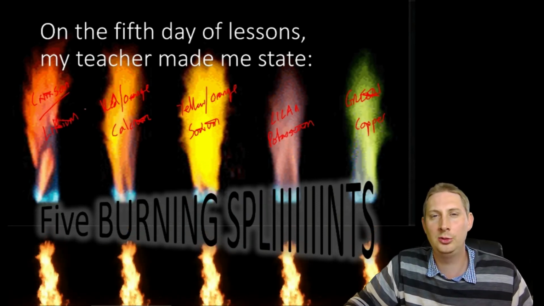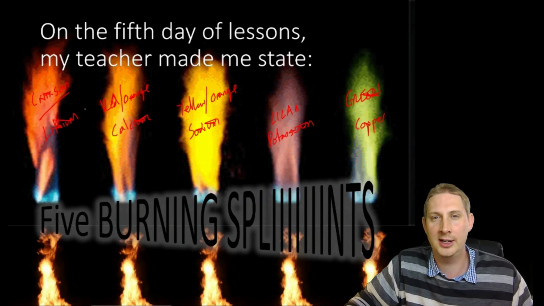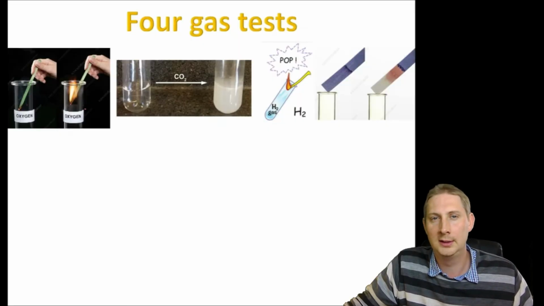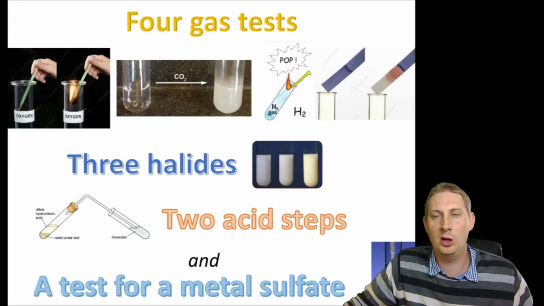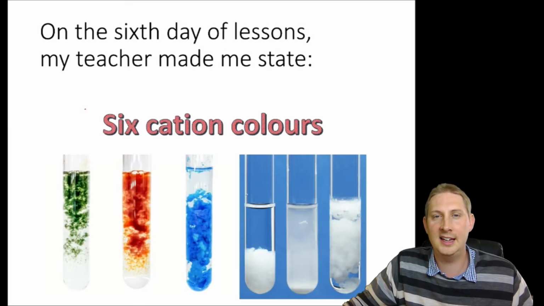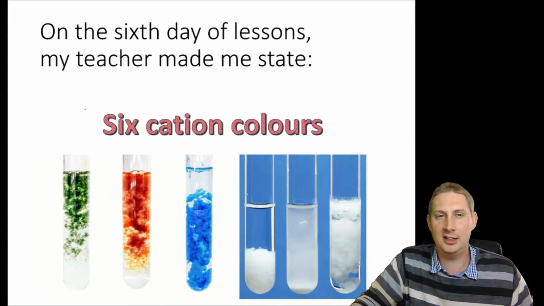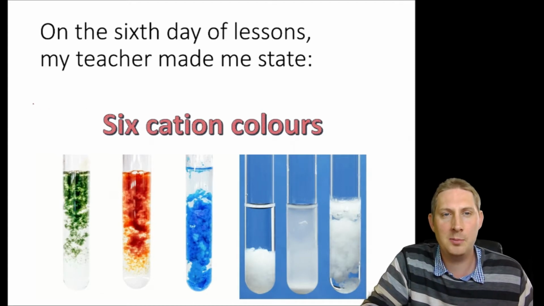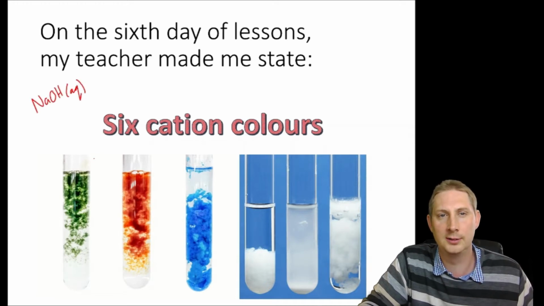And yes, you do still need to know those. And yes, we're going to add those on top. 4, 3, 2, 1. Can you remember those reagents? And finally, on the 6th day of lessons, my teacher made me state 6 cation colours. 6 different cations that give a precipitate with sodium hydroxide solution.